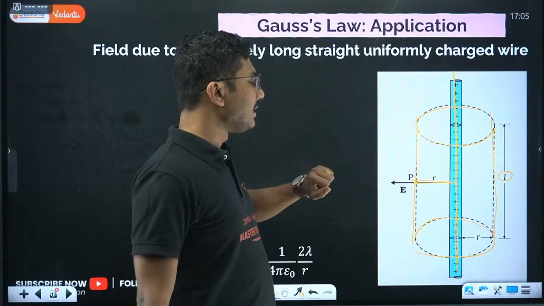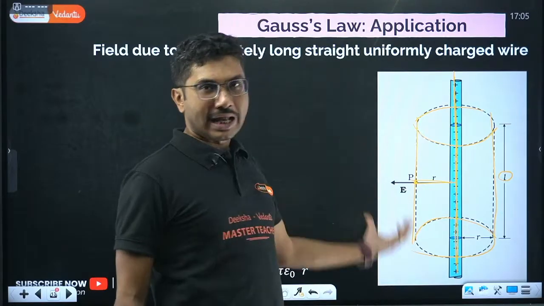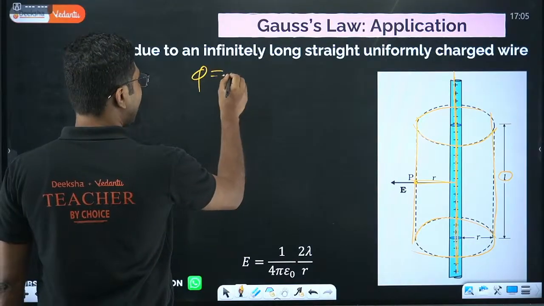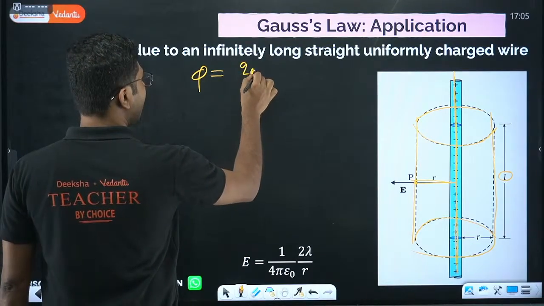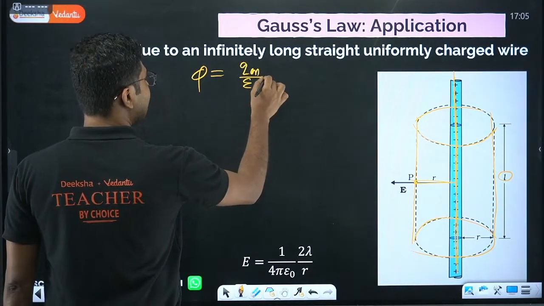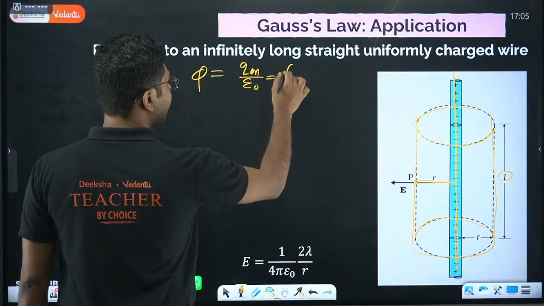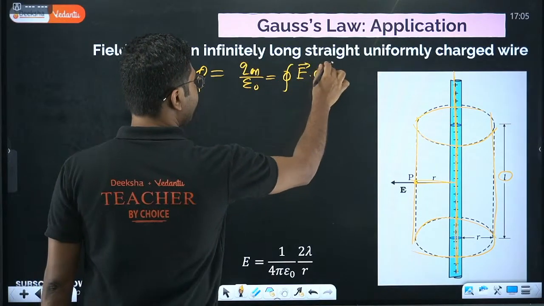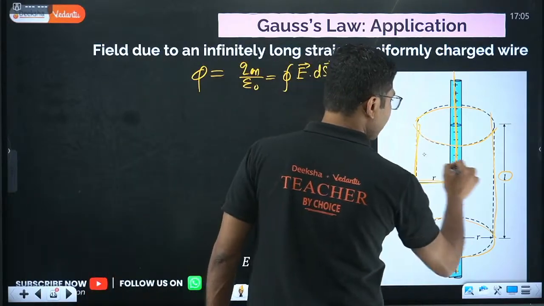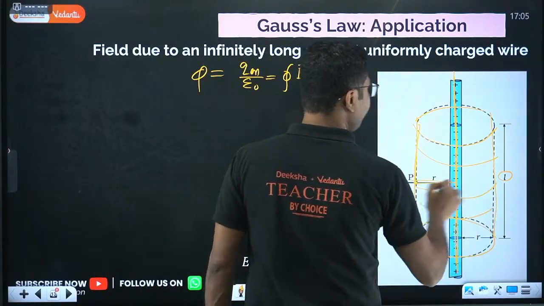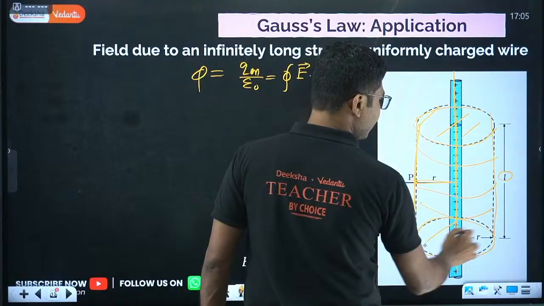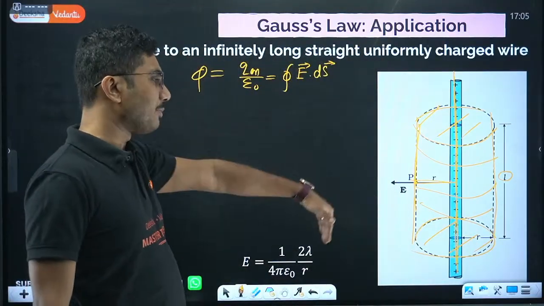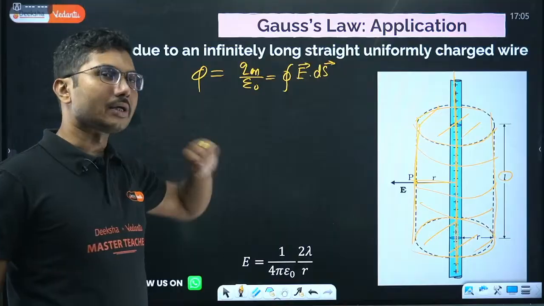The electric field is given by E. So how can we calculate this electric field? We start with Gauss's theorem, that is phi equals charge enclosed by epsilon naught, and that is given by the integration of E dot ds. Here ds is the curved surface. The top surface and bottom surface are excluded because the electric field is perpendicular to them, which means the electric flux will be 0 through them.